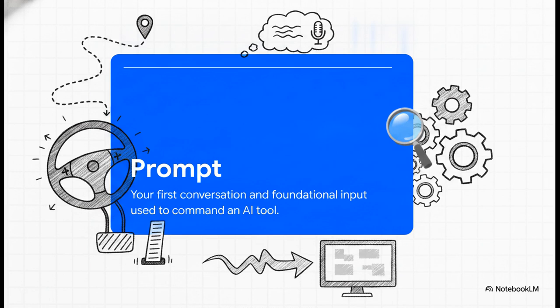Think of it mechanically, right? It's the steering wheel, the gas pedal, and the GPS for your AI, all rolled up into a single text box. The exact input you provide absolutely determines the exact output you're going to receive. So, if your input is vague, well, your output is guaranteed to be vague.